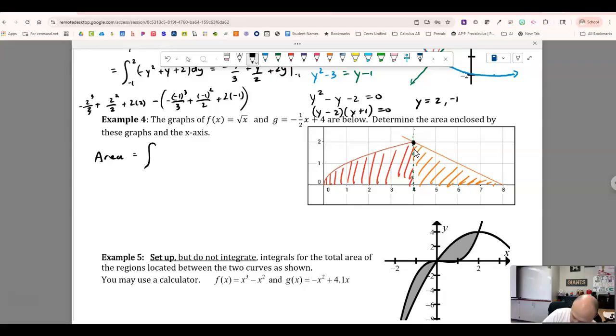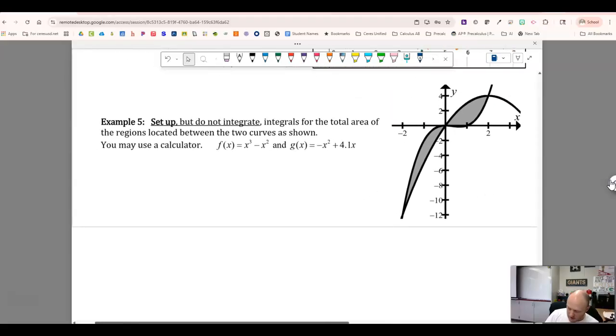We have the integral from 0 to 4, under our function the square root of x, or x to the power of 1/2, dx, plus the integral from 4 to 8 of negative 1/2 x plus 4 dx. Okay, so that's just a unique kind of setup for this one.